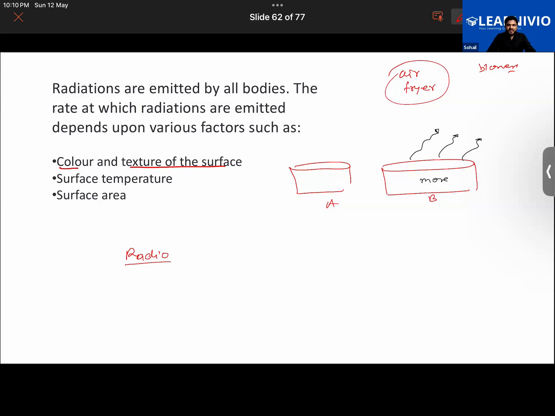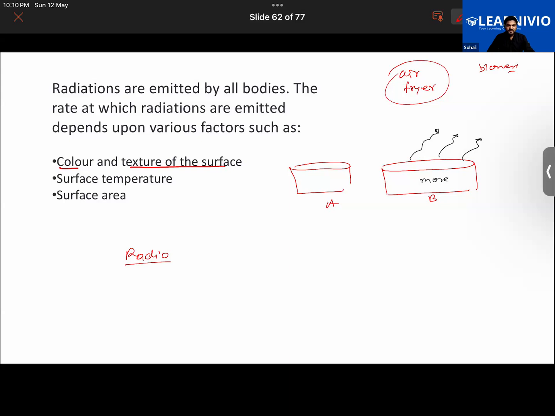So it is obviously better than the microwaves. Hope you guys have understood what is radiation. Define to me what is radiation. It is a process of transfer of heat in which a material medium is not necessary. Heat is directly transferred from one body to another.